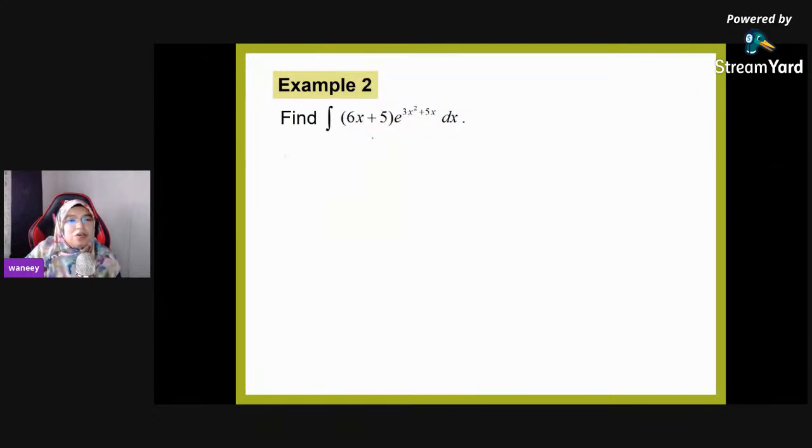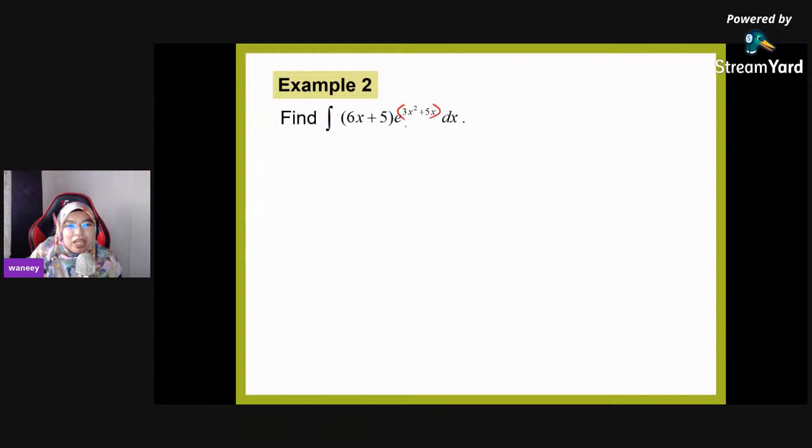Okay, so now we have (6x+5) e^(3x²+5x) dx. I'll give you one tip. If you have an exponent, you always need to refer to the power of the exponent first. Check the power of the exponent. If you have something that is not linear, it will be quite nice if you choose that first as your substitution. So in this case, the power 3x²+5x.